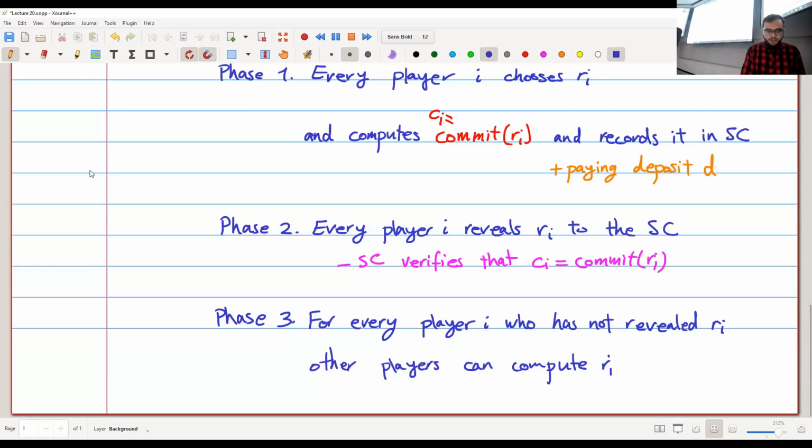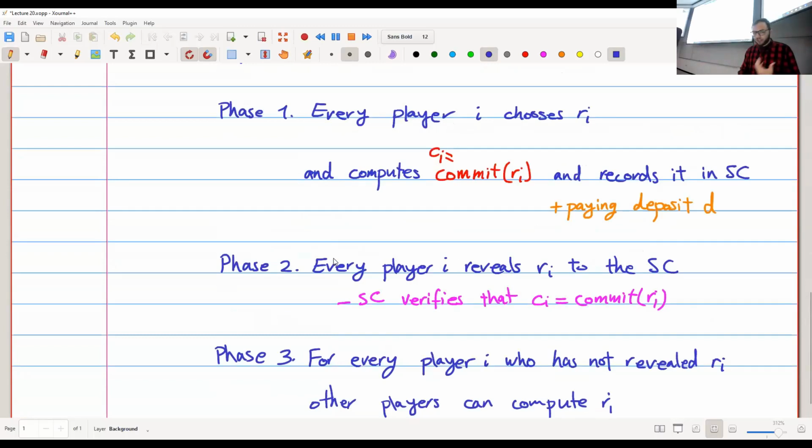Okay. So these are what I like to have in an ideal protocol. And then, of course, at the end of it, I want to say that my random number is just the sum of all the RIs or the XOR of all the RIs.